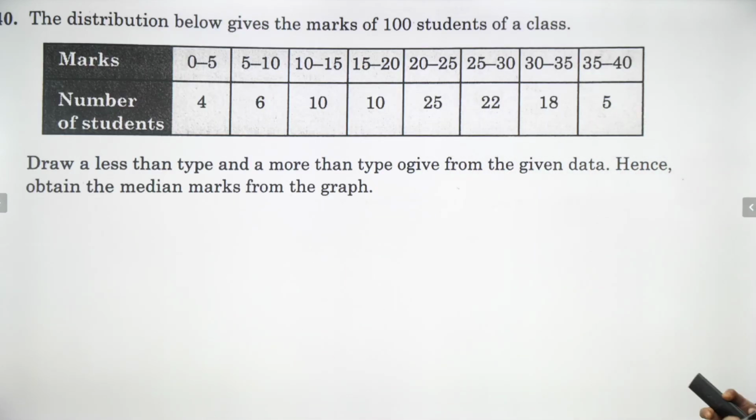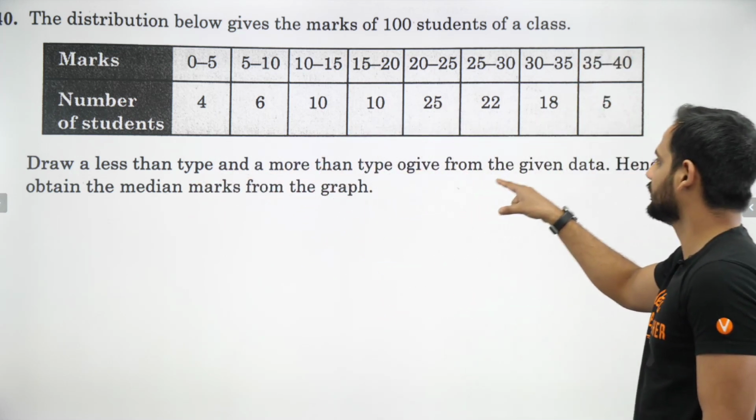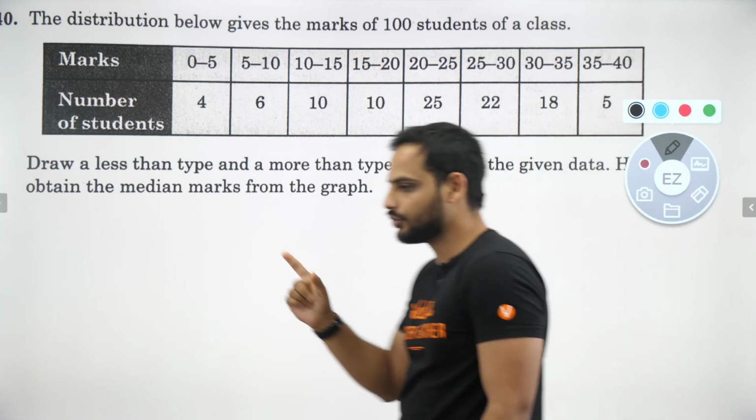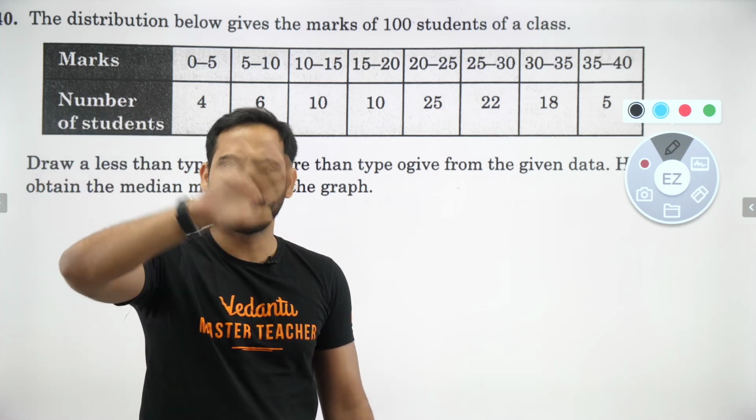The distribution below gives the marks of 100 students of a class. Draw less than type and more than type ogive from the given data, hence obtain the medians from the graphs. Now beta, look, in one question I am teaching you how to make the less than type and more than type tables. After that, drawing the graph is very easy.